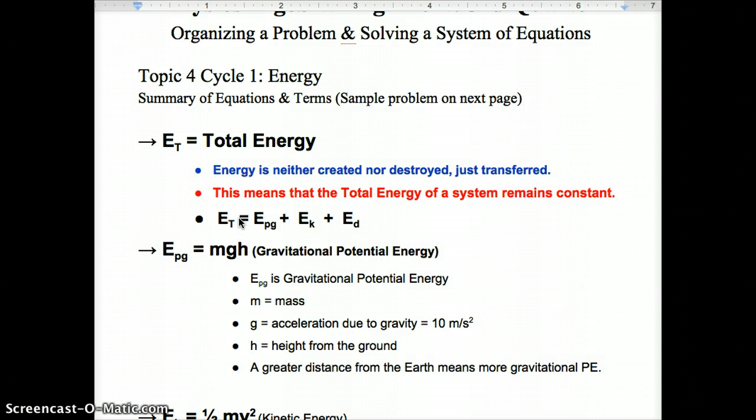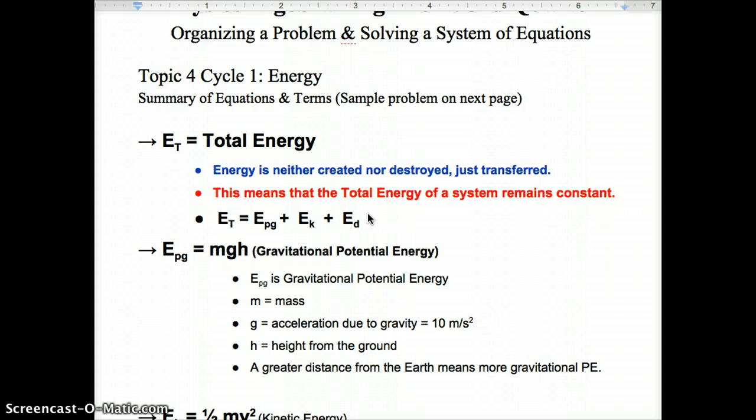And right now we're just going to look at gravitational potential, which means energy due to distance from the ground, kinetic energy, the energy of motion, and dissipated energy, energy that's lost as friction or heat, that sort of thing.